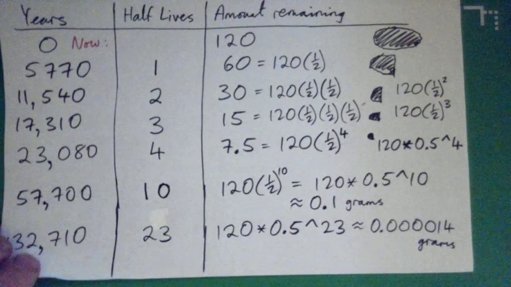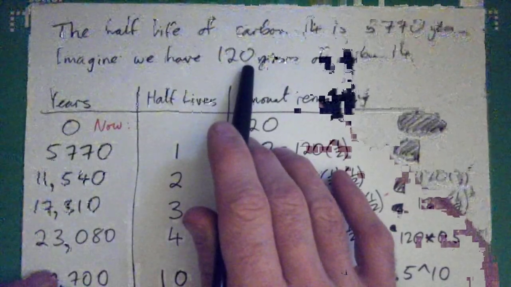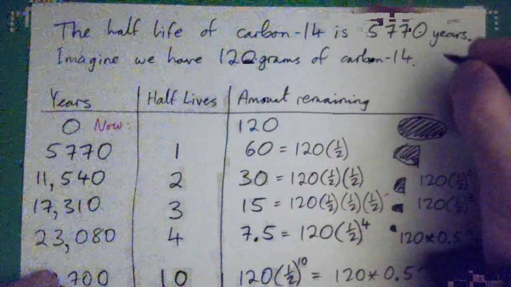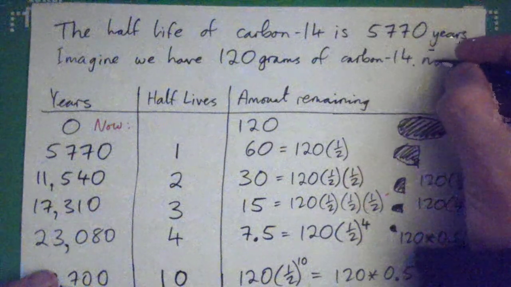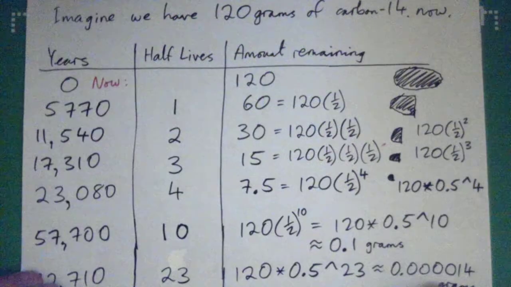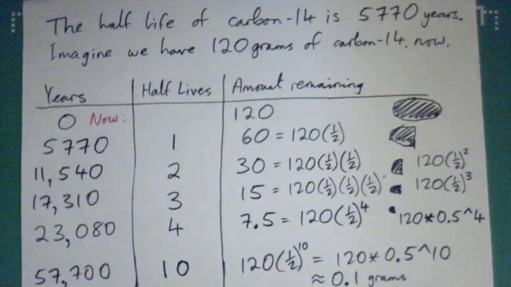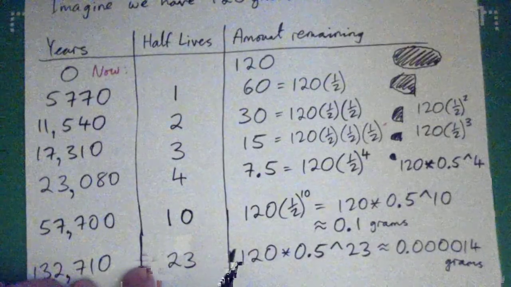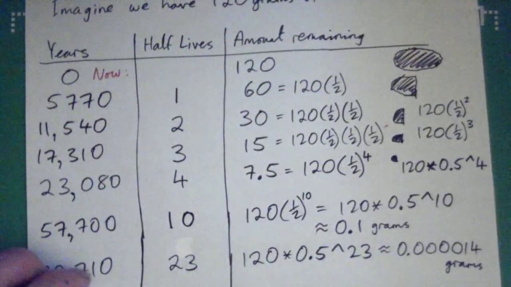So radiocarbon dating, in this example we're saying now we have this amount of grams, right? Imagine we have this amount of grams now, but radiocarbon dating is actually where they find a little amount of grams, and then they figure out, oh, that's how old it is. Does that make sense? Right, so anyway, that's just a summary.